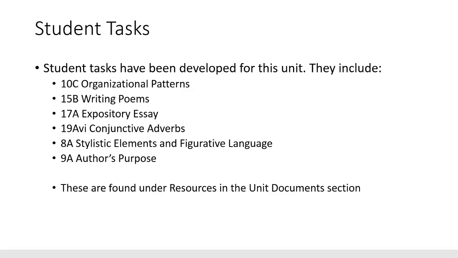So to work with some of these issues and others, we develop student tasks to help provide some guidance. The tasks for this unit include tasks on 10C, organizational patterns, 15B on writing poems, 17A, the expository essay, 19AVI, conjunctive adverbs, 8A, stylistic elements and figurative language, and 9A, author's purpose. You can find these student tasks under resources in the unit documents section in Unit 2, and I would highly encourage you to use them.